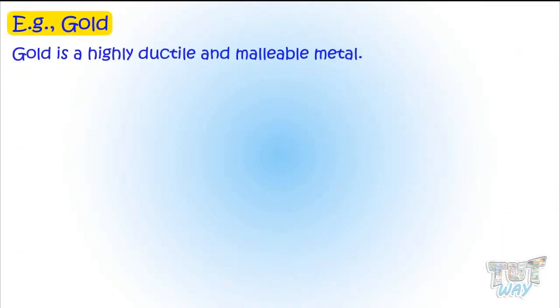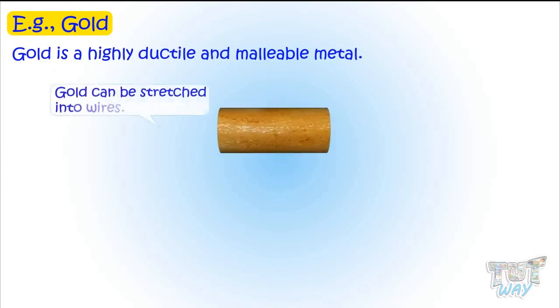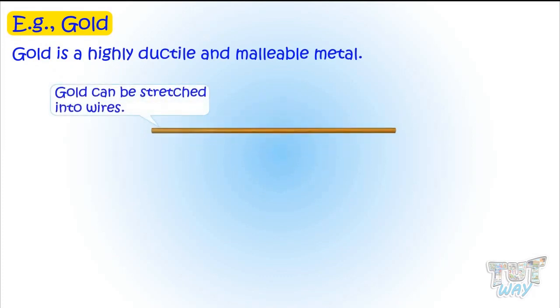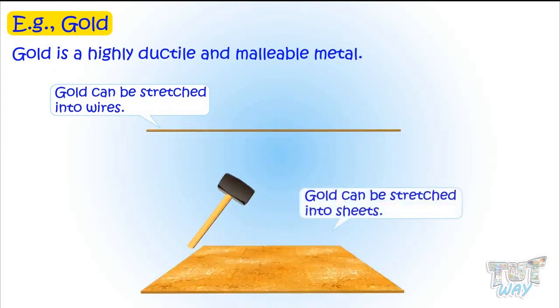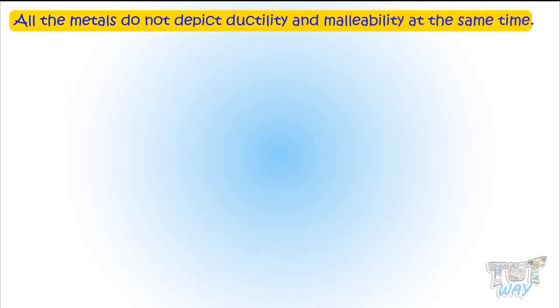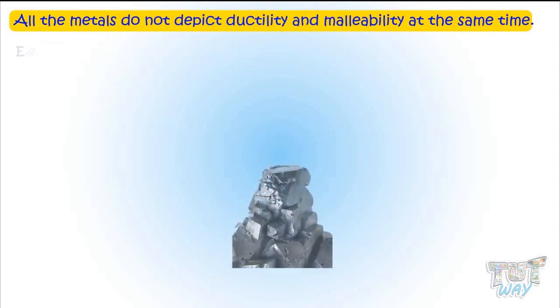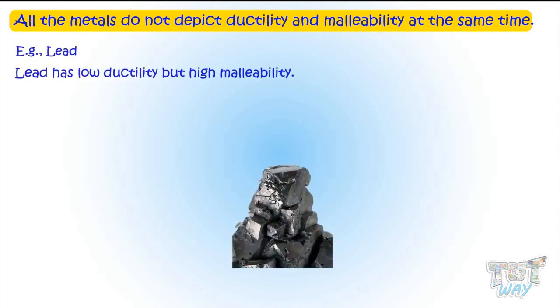For example, gold is a highly ductile and malleable metal. That is, gold can be stretched into wires, and it can also be stretched into thin sheets. But not all metals may display ductility and malleability at the same time. For instance, lead has low ductility but high malleability.